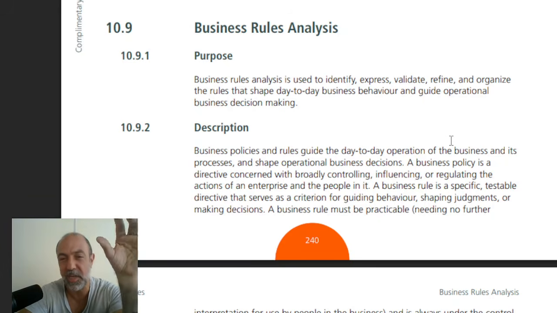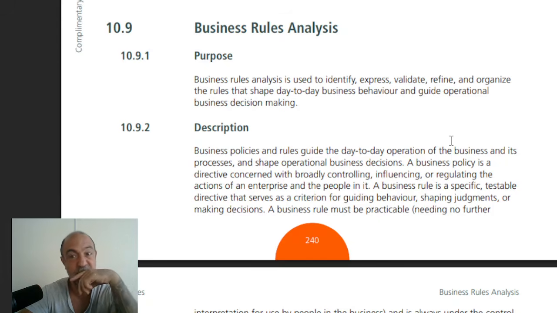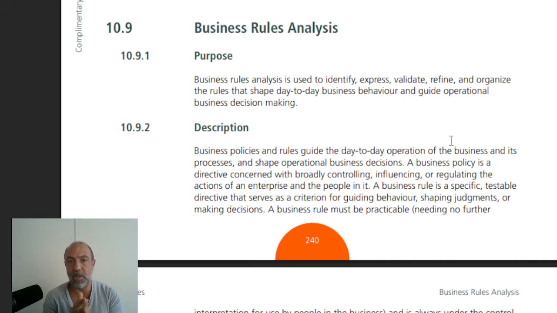And it feels like the business rules analysis is the tool used to create those standards, because it's used to identify, express, validate, refine, and organize the rules that shape the day-to-day business. So whatever the system is involved in, that's what they do. And business behavior and guide operational business decision making. So it's what do we do every day and how we do it, why do we do it, has to be ingrained somewhere. And kind of who does it, where they do it, and when they do it as well, right? You have the ultimate 6 open-ended questions, which is who, what, why, where, how, and when.